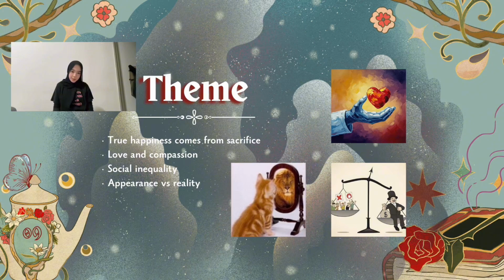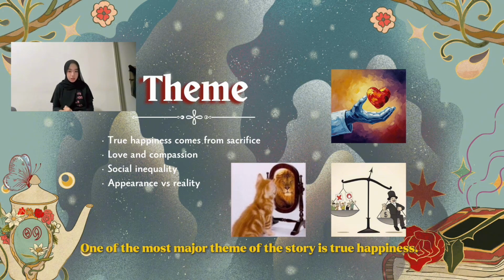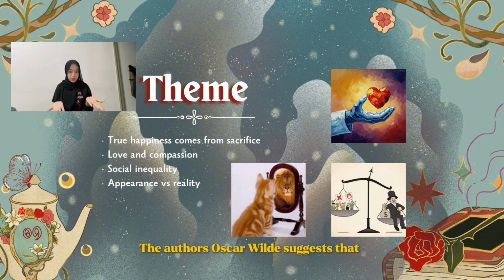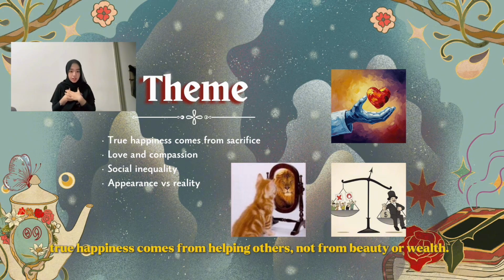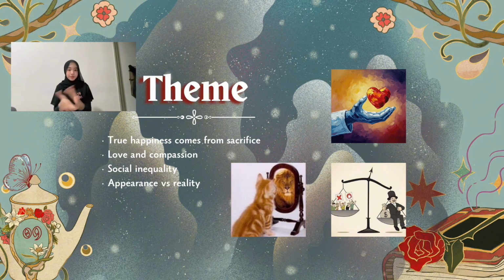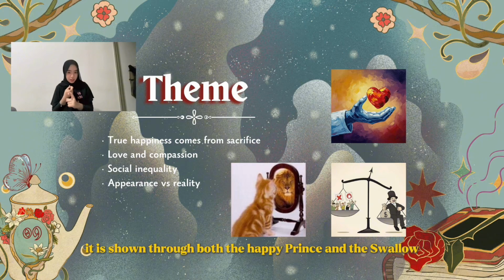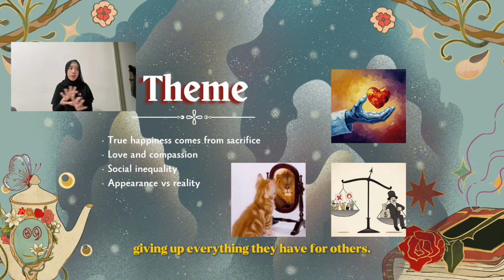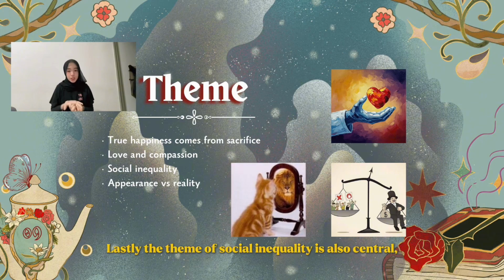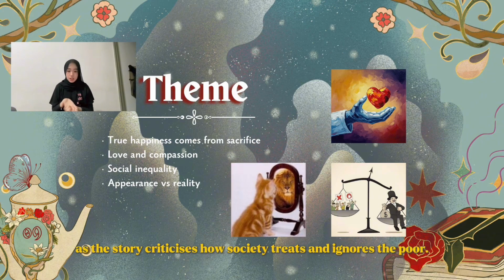Next is theme. One of the major themes of the story is true happiness. The author, Oscar Wilde, suggests that true happiness comes from helping others, not from beauty or wealth. Another theme is sacrifice. It is shown through both the Happy Prince and the Swallow giving up everything they have for others. Lastly, the theme of social inequality is also central, as the story criticizes how society treats and ignores the poor.